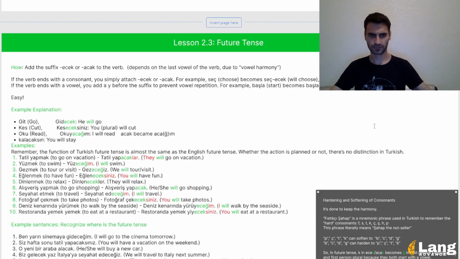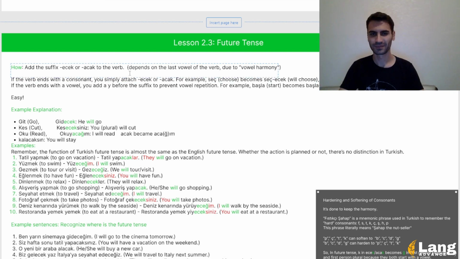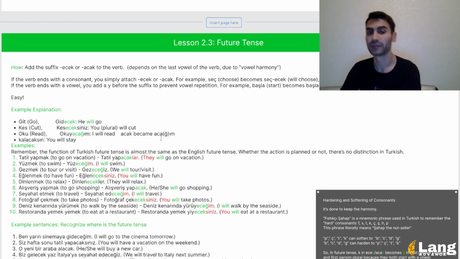Future tense is, you guessed it right, simple and easy. Add the suffix ecek or acak depending on the verb's last vowel harmony. And there is just ecek and acak. Git, it's e, a, e, e. Gidecek, he will go. Kesecek, you will cut. Okuyacağım, I will read.